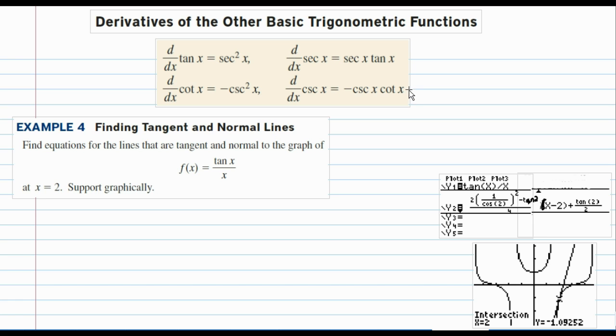Hey, quick question. What's the derivative of cosine? What's the derivative of cotangent? What's the derivative of cosecant? Oh, did you notice all the cos are negative? All the non-cos are positive. All right, there's my little hint.